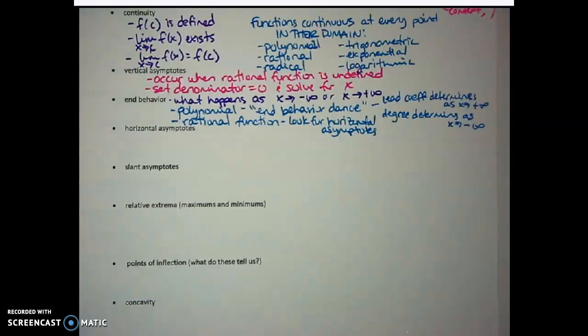And that brings us to our horizontal asymptotes. How do we determine whether we have horizontal asymptotes? Again, remember that horizontal asymptotes only occur in rational functions. So we are going to compare the degree of the numerator to the degree of the denominator. There are 3 cases: the degree of the numerator being less than the denominator, the degree of the numerator being equal to the degree of the denominator, or the degree of the numerator being greater than the degree of the denominator.